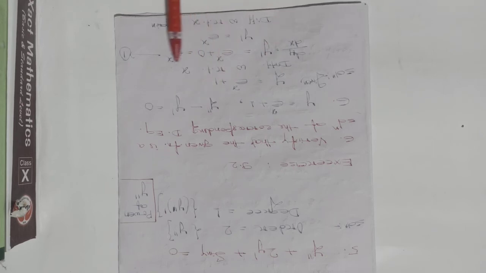Students, let us start with the first question: y equal to e to the power x plus 1. We have to check whether this is a solution of the differential equation y double dash minus y dash equal to 0 or not. So first of all, given y equal to e to the power x plus 1, differentiate with respect to x, we get y dash equal to e to the power x plus 0, so y dash equal to e to the power x. Now differentiate again with respect to x.